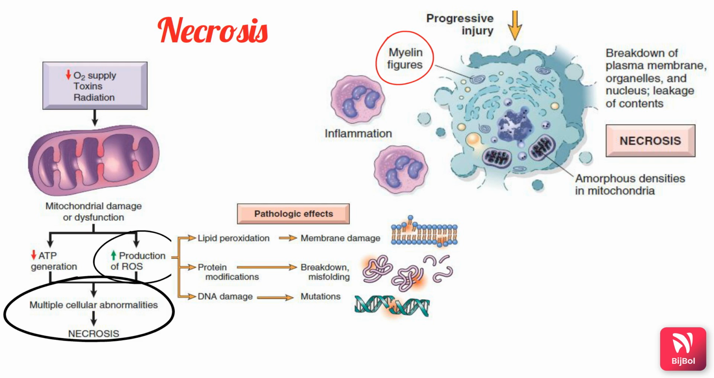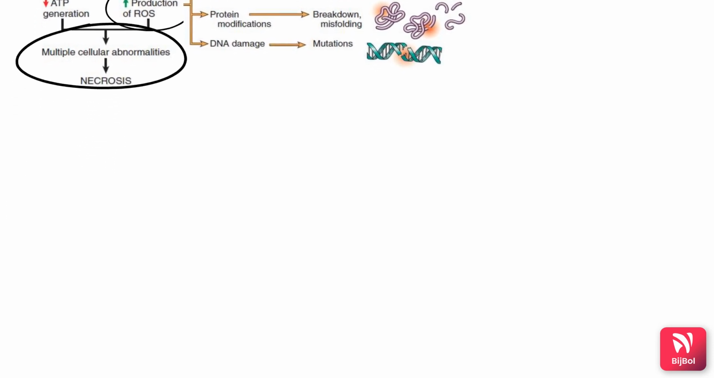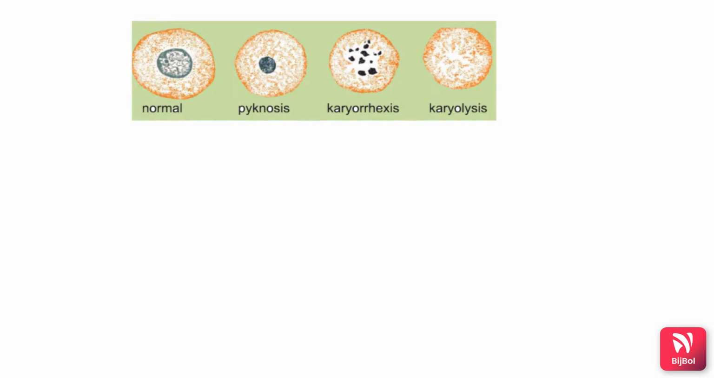Sometimes there can be dilation of mitochondria in the form of amorphous densities, and disruption of lysosomes can be there. All these changes can be seen within the cytoplasm of a cell in necrosis. So what are the nuclear changes? Now that we have seen the cellular changes, the cytoplasmic changes, if you see here, there are 4 different pictures, and the first picture represents a normal cell with a normal nucleus.